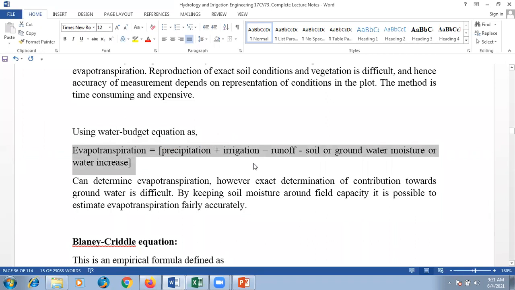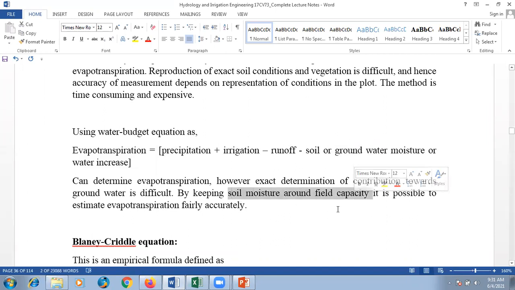So this in a nutshell would represent an equation because of which it is possible for us to determine the evapotranspiration. But the exact determination of contribution towards groundwater is very difficult. How much of that will really get into groundwater is very difficult. But by keeping soil moisture around field capacity, this is very important, I said earlier, to meet the complete requirement of the consumptive use of the plant.